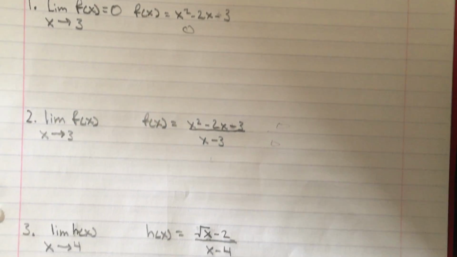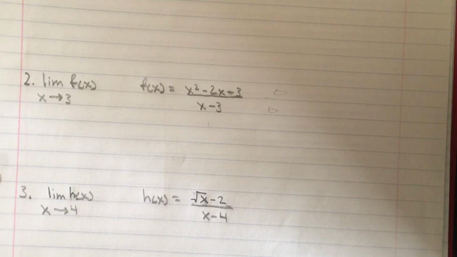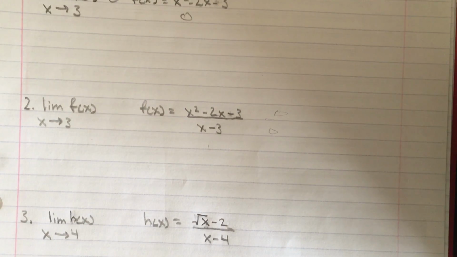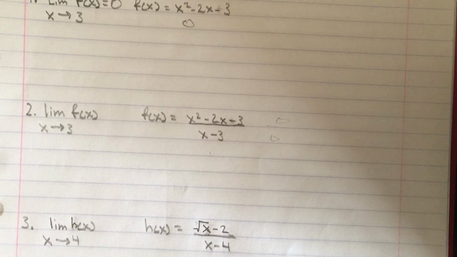For number 2, getting a little bit trickier, we are trying to find the limit of f of x as x approaches 3, where f of x equals x squared minus 2x minus 3, except this is all over x minus 3 this time. So we see here, if we try to plug in 3 into this equation, we end up getting a 0 in the denominator, and that is disgusting.